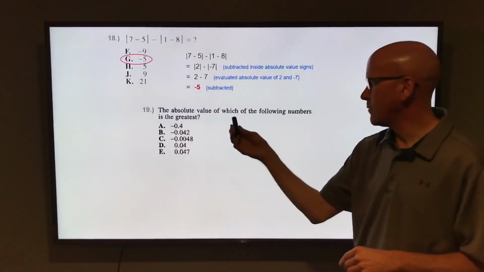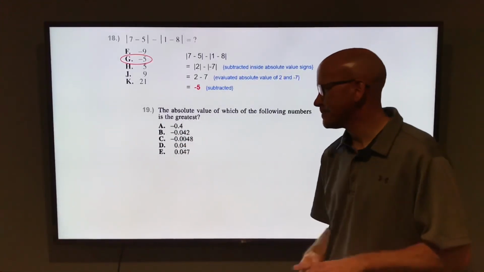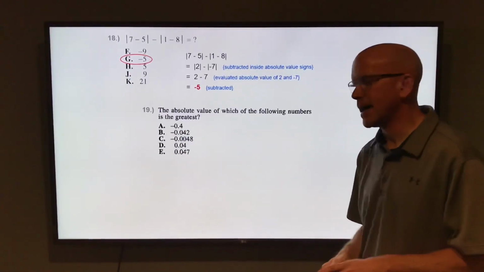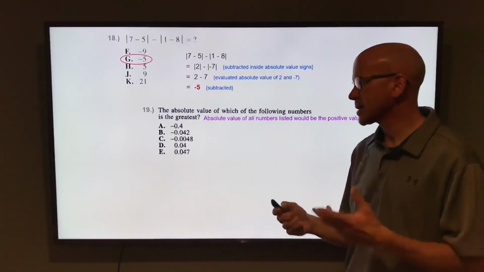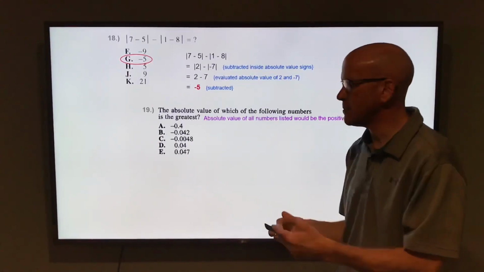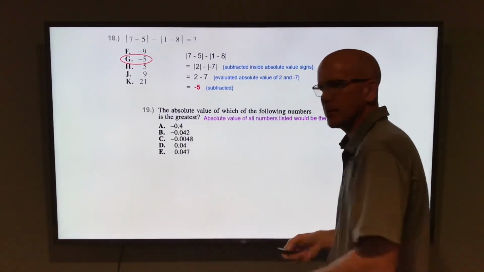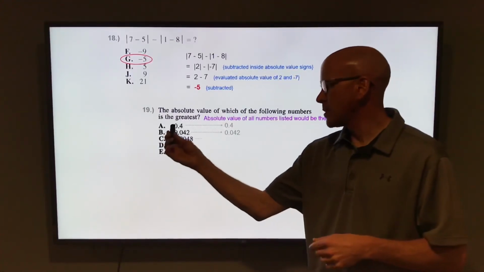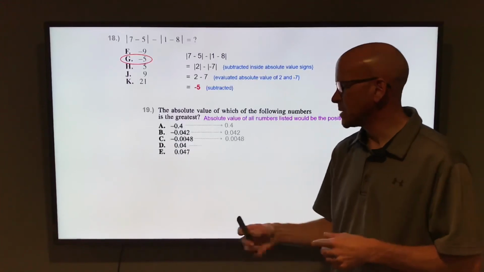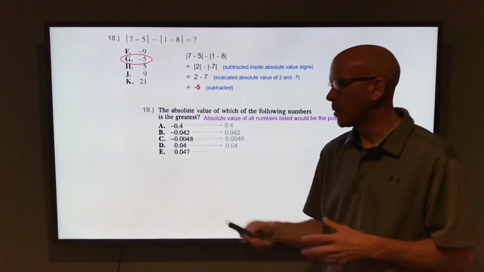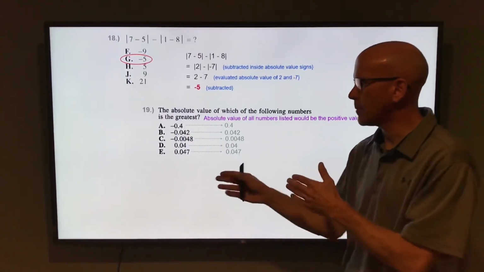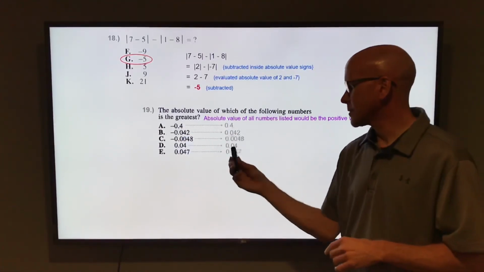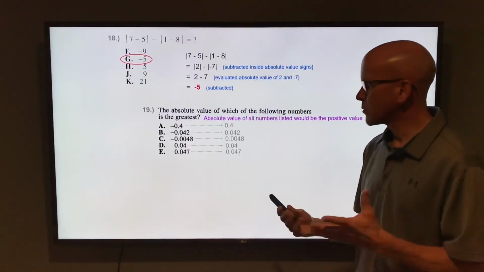Next one, the absolute value of which of the following numbers is the greatest? So we're just taking the absolute value of each one of those and deciding which one is the greatest. Now, 60 questions in 60 minutes for the ACT math test, you probably don't want to take the time to write each one of those out as far as the absolute value goes. Another thing you could do is just cross off those negative signs, because if we're looking at the absolute value of each one of those, they're all going to be positive. So we're just focusing on the positive value of each one of those. So then you have this list here we're looking at. Which one has the greatest value?